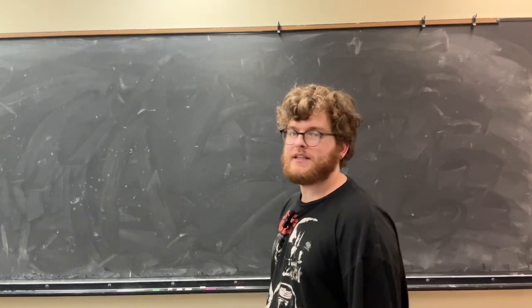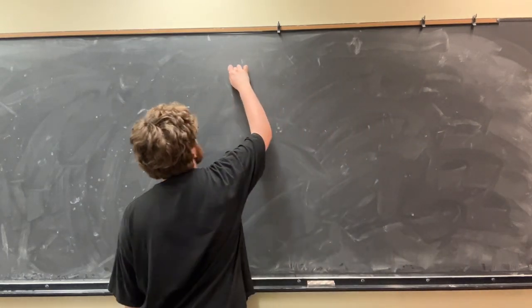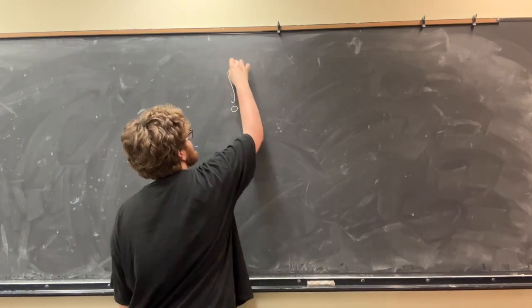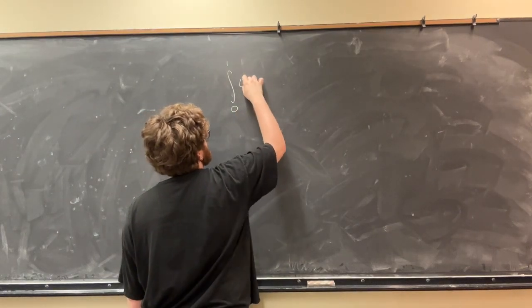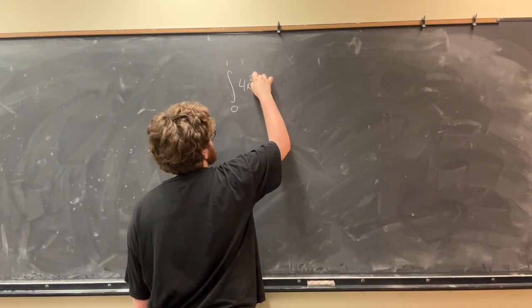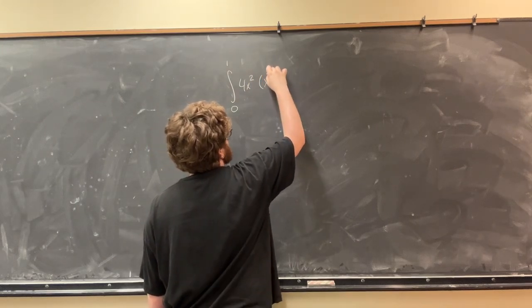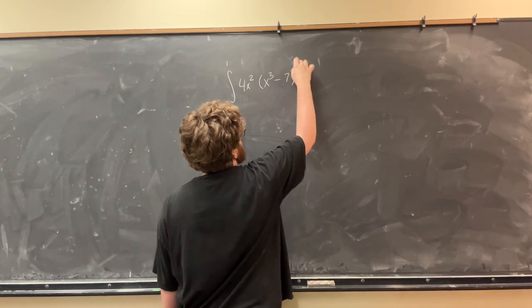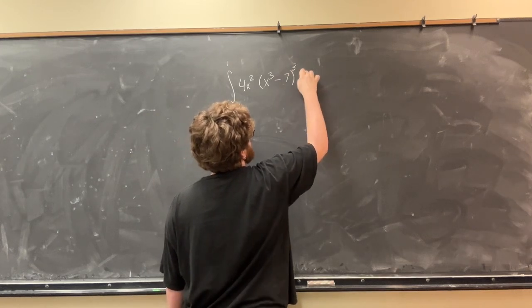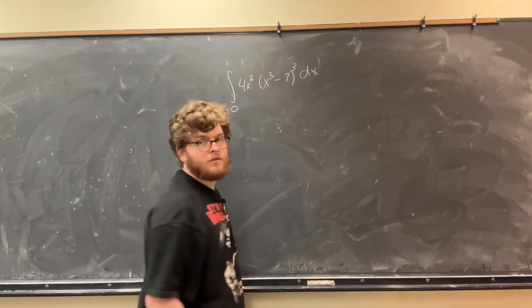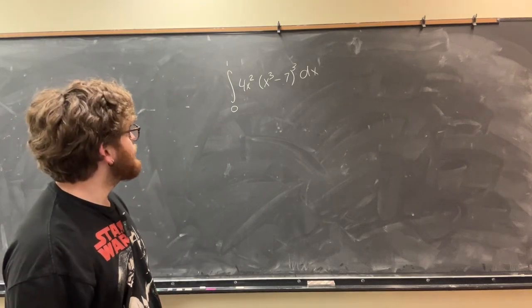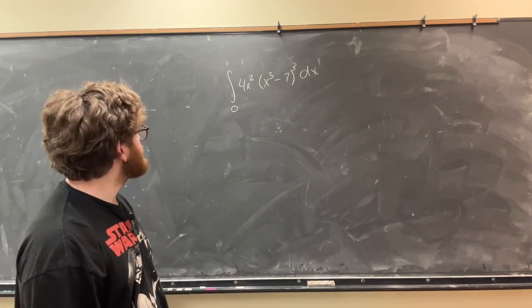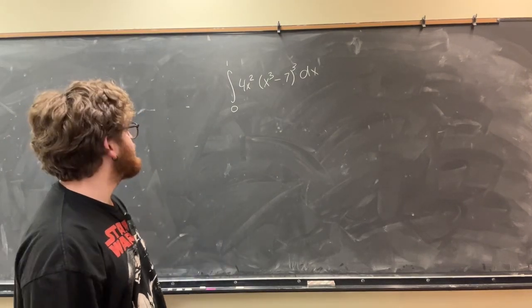First I'm going to make up an integral. Say integral from 0 to 1 of 4x squared times (x cubed minus 7) quantity cubed. Cool. Something that's not too difficult, and I made the bounds pretty easy.